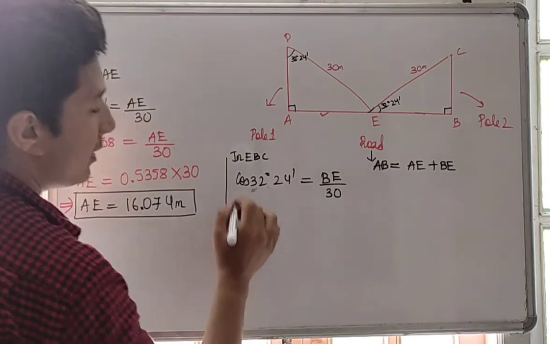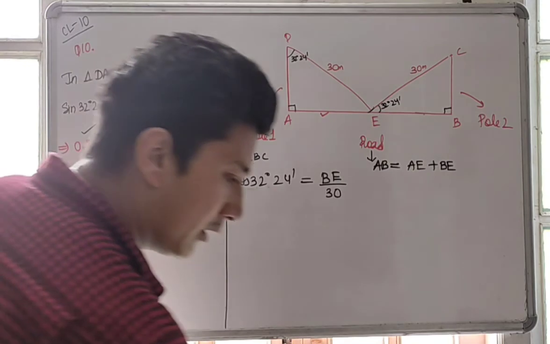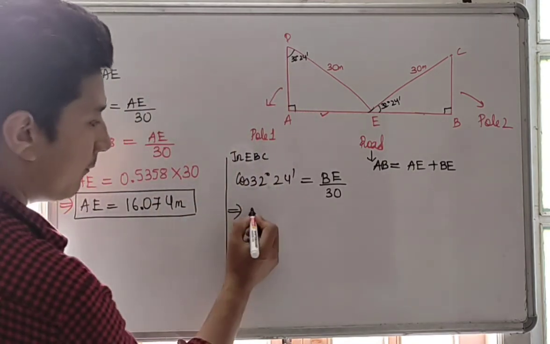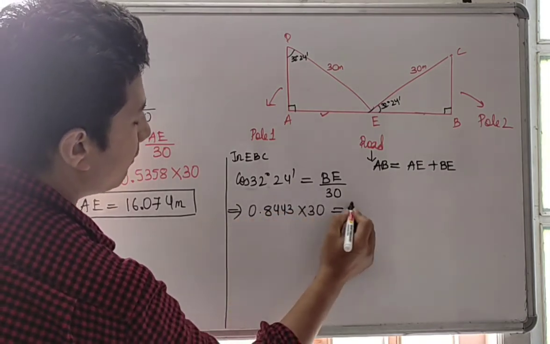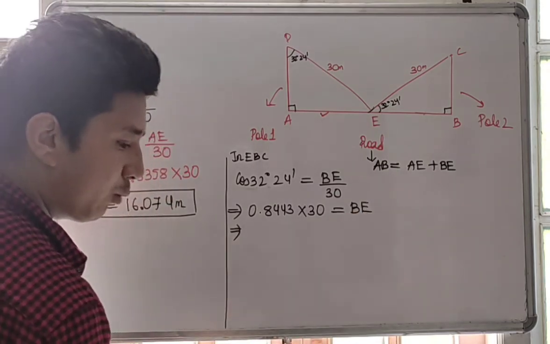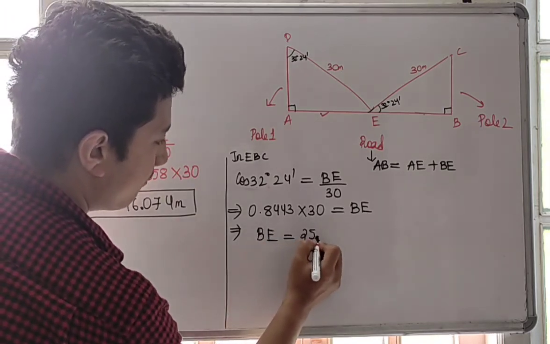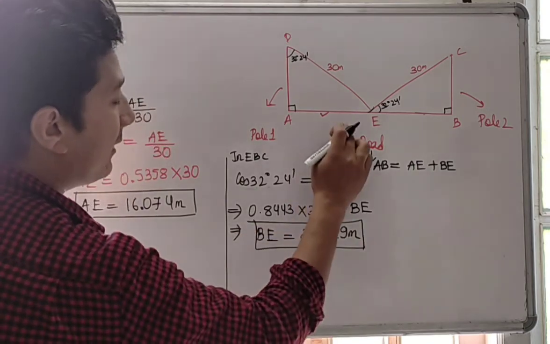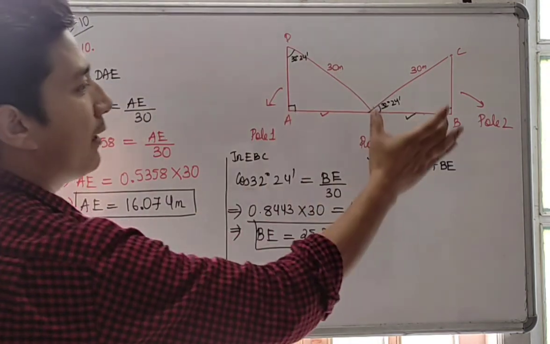In a similar way, please find the value for cos 32 degrees 24 minutes. The value you will get is 0.8443. 0.8443 into 30 will be BE. So in this way you'll get the value for BE as 25.392 meters. So we got the value of AE and we got the value for EB also.